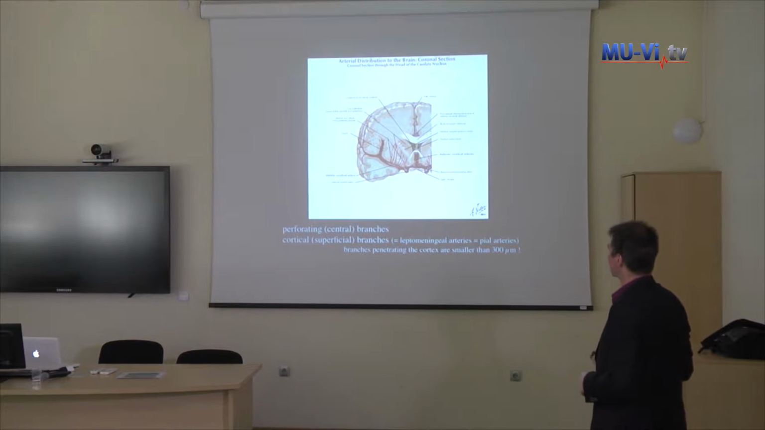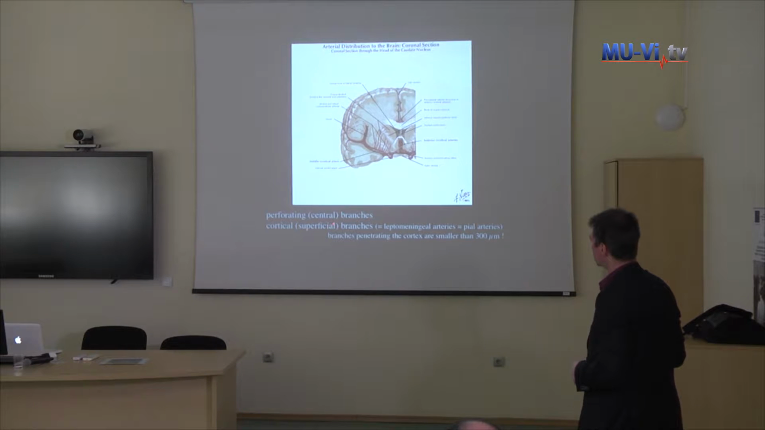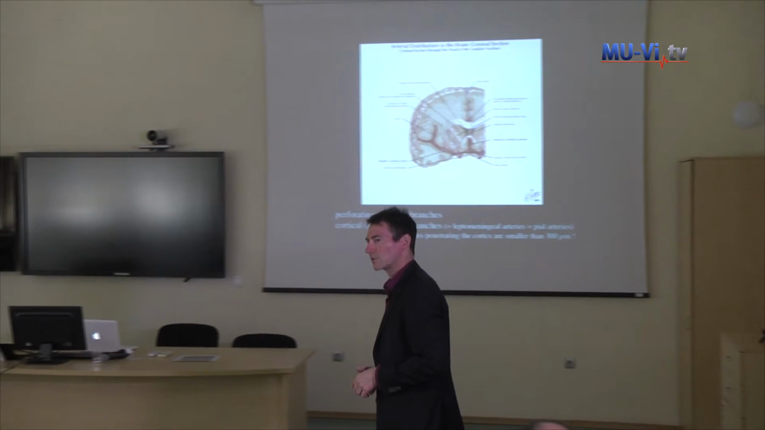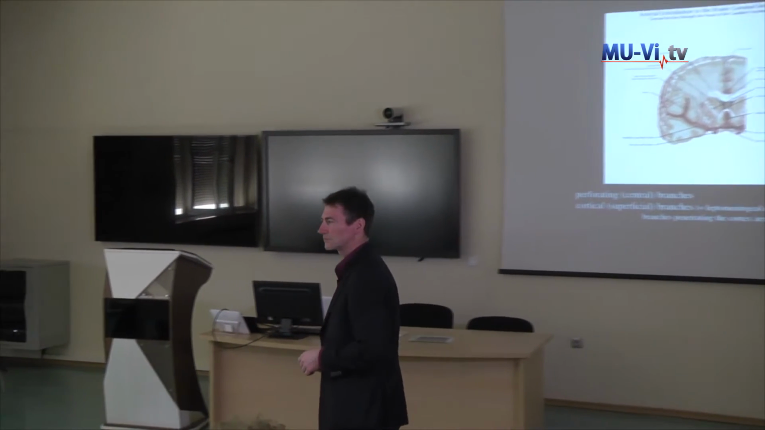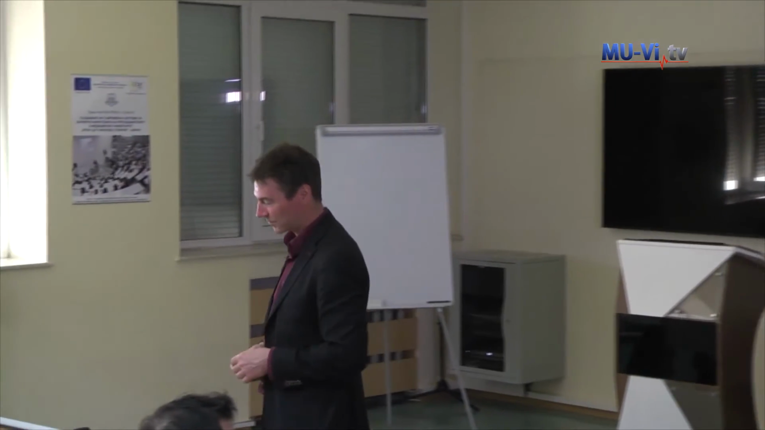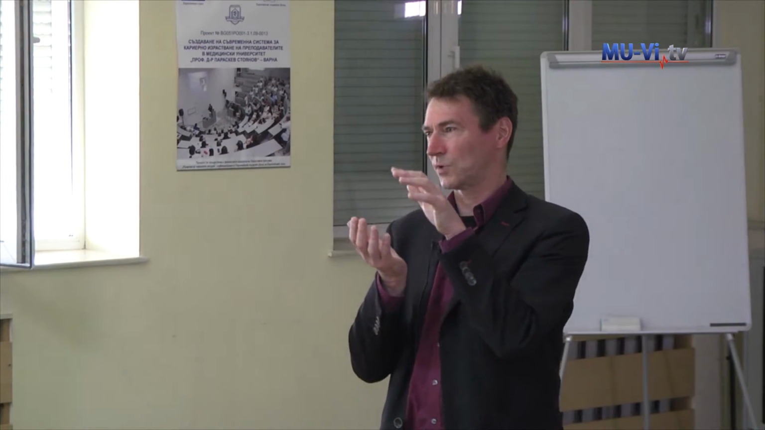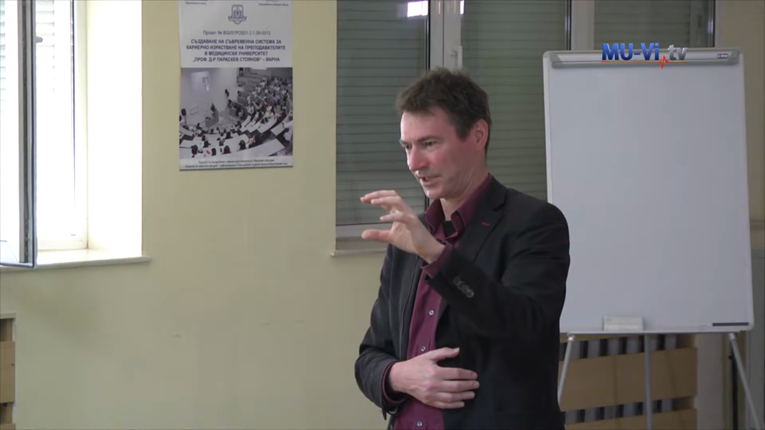So these branches running on the cortex are called cortical or superficial branches. But I found out in literature you have other names as well. Sometimes they're called leptomeningeal arteries, sometimes they're called pial arteries. Why leptomeningeal? Do you know the term leptomeningeal? Is it a well-known term to you? No, it doesn't matter. If you take the pia mater and the arachnoid mater together, these are the 2 softer membranes compared to the dura mater, and these 2 together are called the leptomeninges.